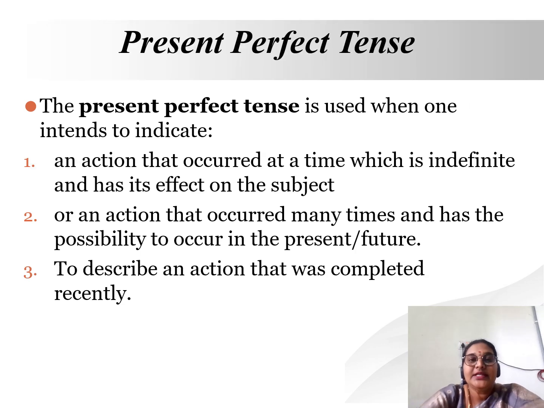And another one is present perfect tense. So the present perfect tense is used when one intends to indicate the action that was completed just now. That means the action which has been done before the other action has started. So to express these kind of situations or scenarios, we can take the help of present perfect tense.